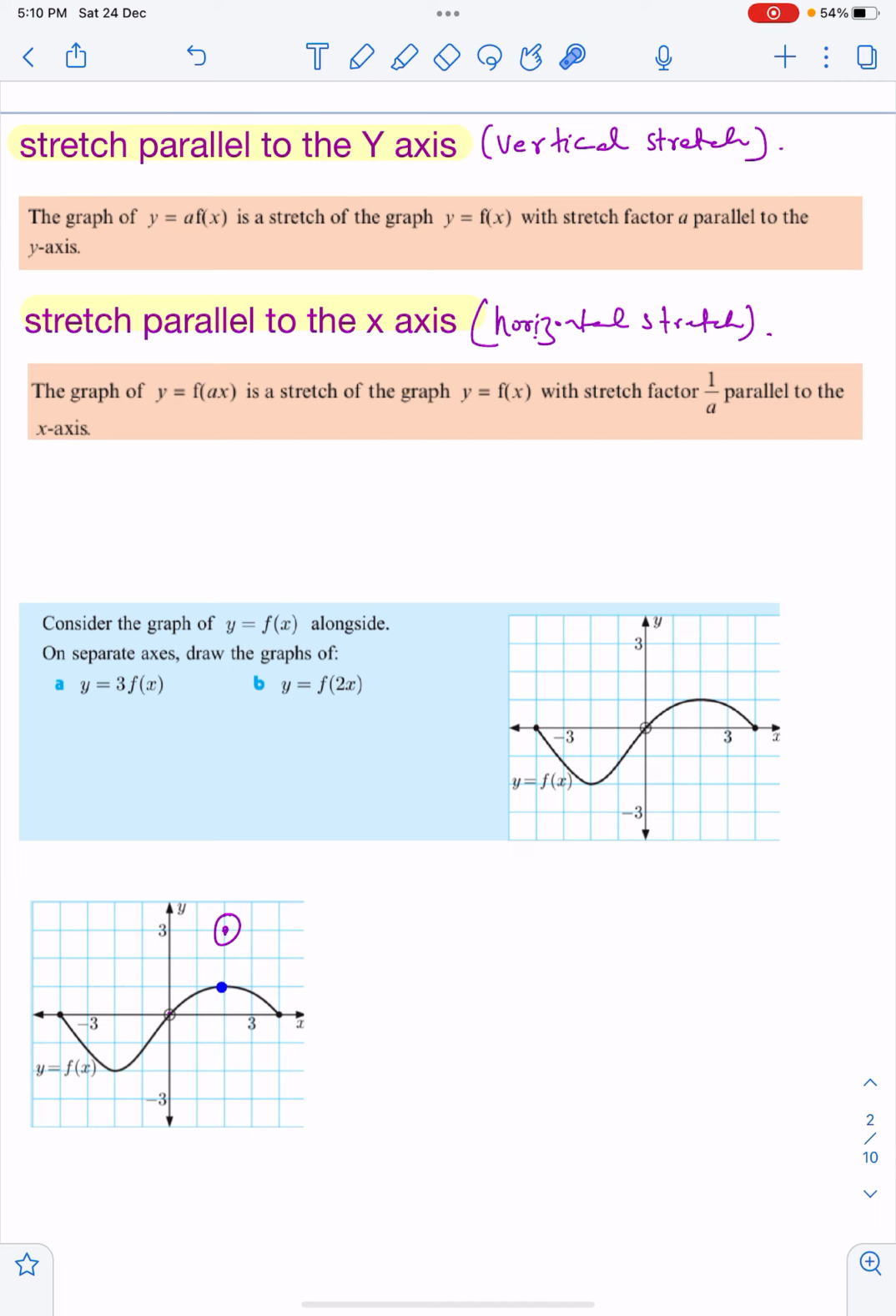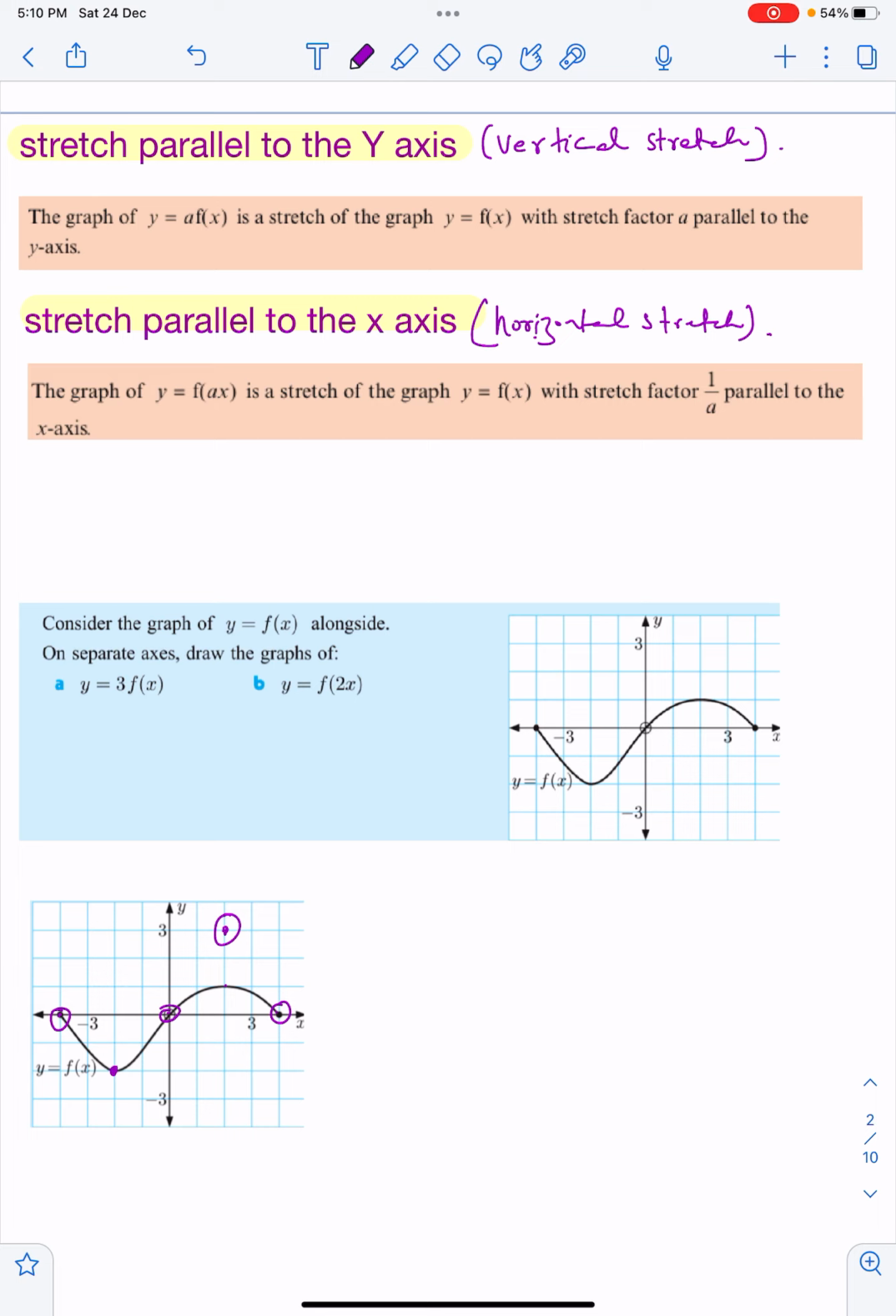The y coordinate here was 1, it is multiplied by 3, and it has gone here. Now, in this case, the y coordinate is 0. It will be multiplied by 3; 0 times 3 is 0. That means this point will remain as it is, and these are invariant points which remain the same. In case of a stretch parallel to the y axis, or the vertical stretch, the points which lie on the x axis remain as they are.